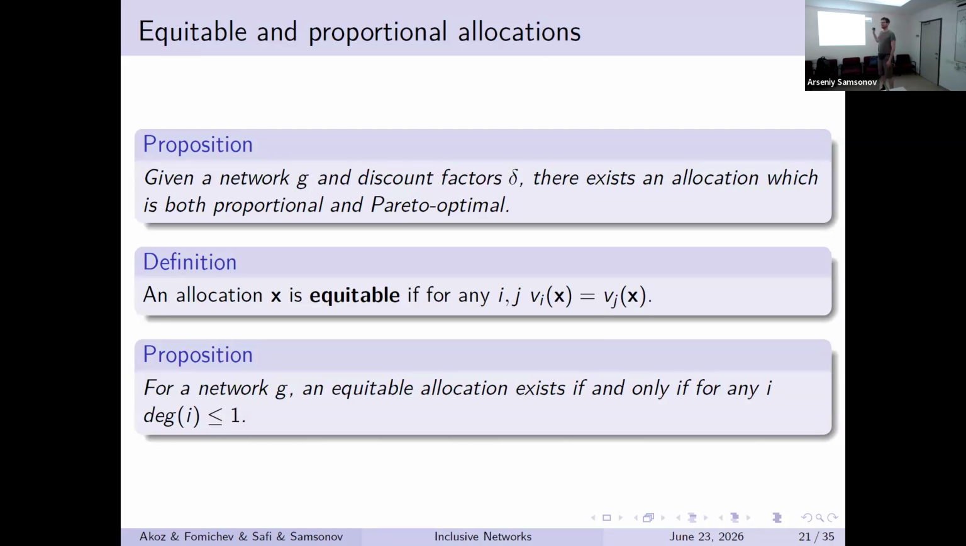So an allocation is equitable if everyone gets the same utility. Again, let's assume a linear world. It turns out we can get it only for networks where the maximum degree is 1.